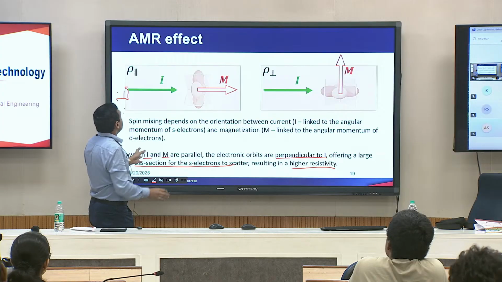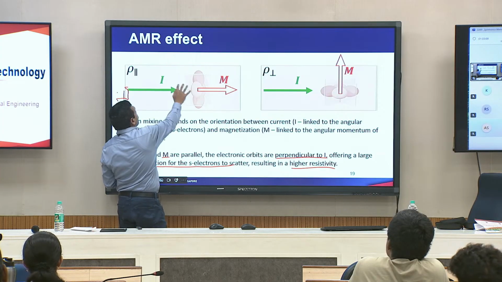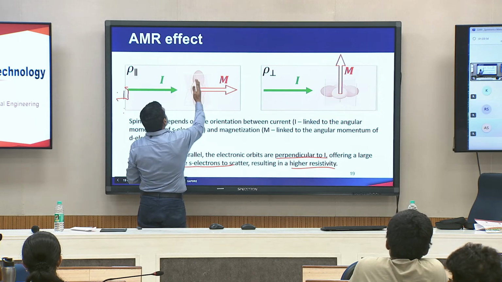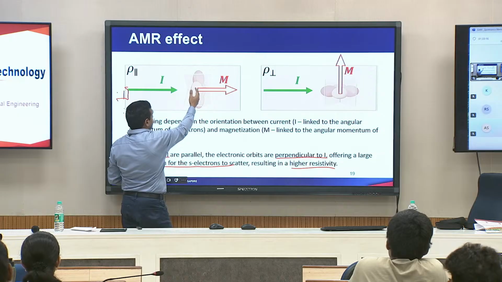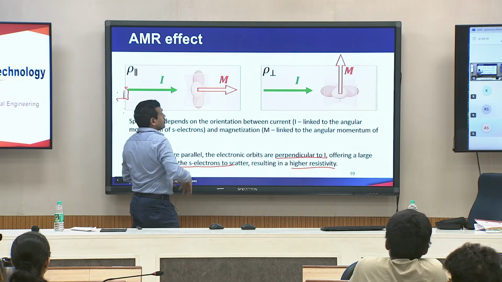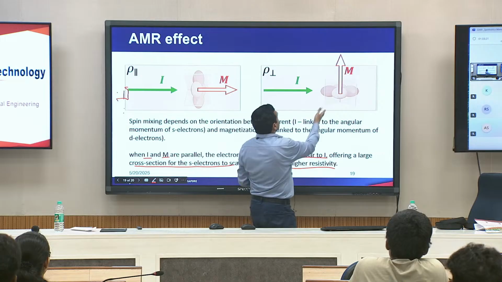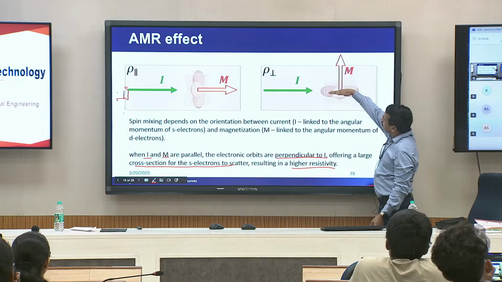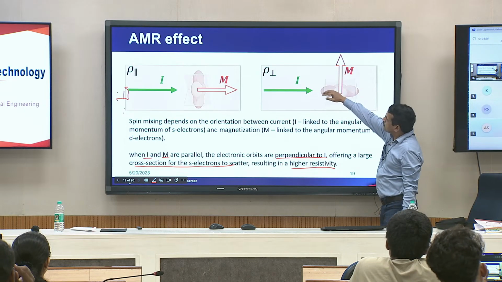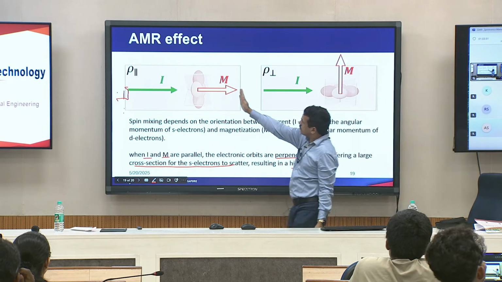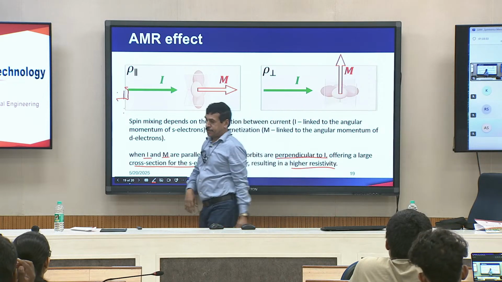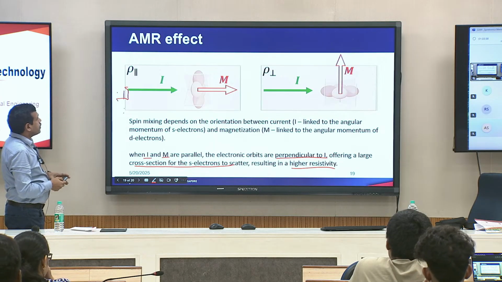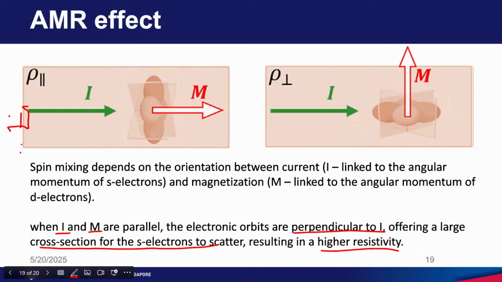So, in a similar sense, you can imagine that electrons are flowing this way, and when you have magnetization in this configuration, there is a larger cross section for scattering, you have more resistance, whereas in this configuration, it is like this. So, the scattering probability is low, so the resistance is lower. Here the cross section is like this. Okay, so, these are the theory behind AMR and GMR.